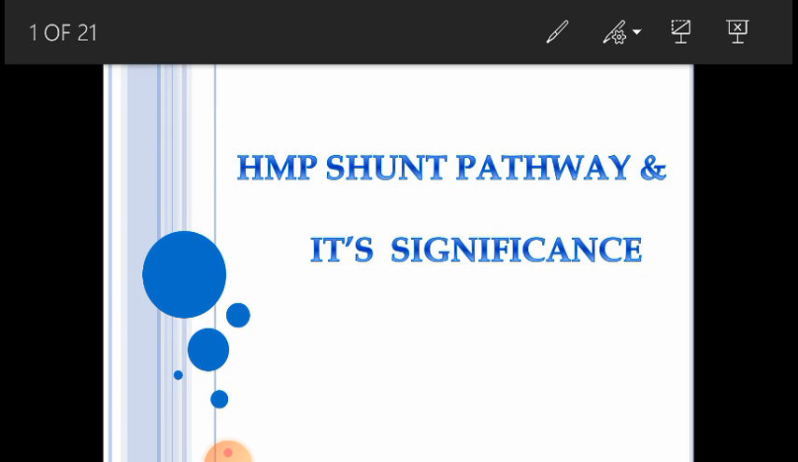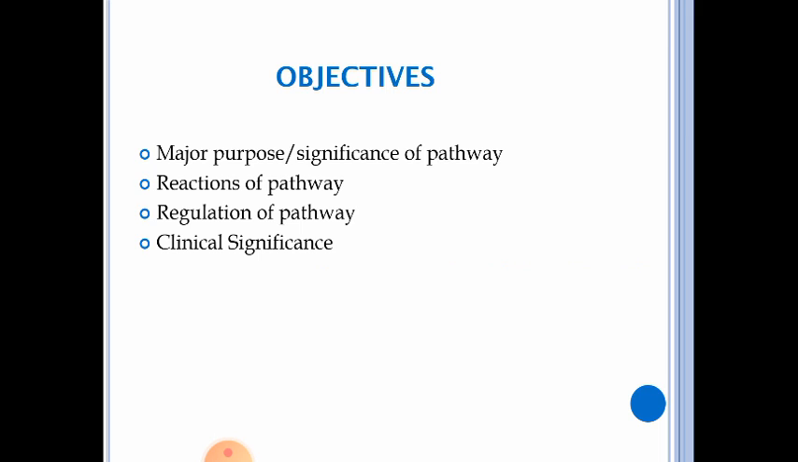So let's see what is HMP shunt, hexose monophosphate shunt pathway. Today in this class you will be learning about the major purposes and significance of this pathway, the reactions involved, how it is regulated, and the clinical significance of this pathway. The significance of the HMP pathway is very important and it is usually asked in the exams. So significance should be studied well.